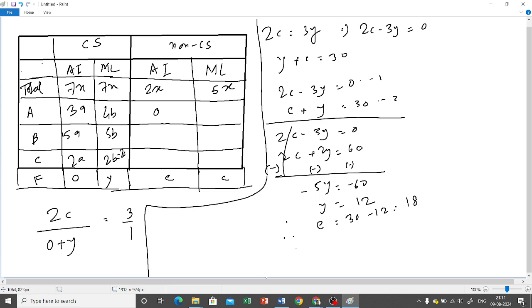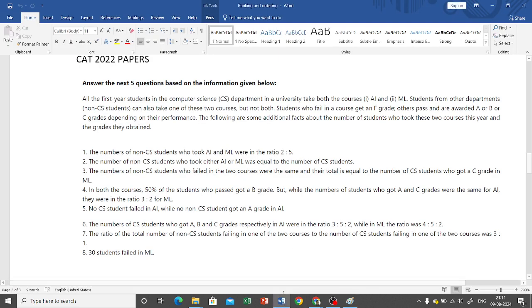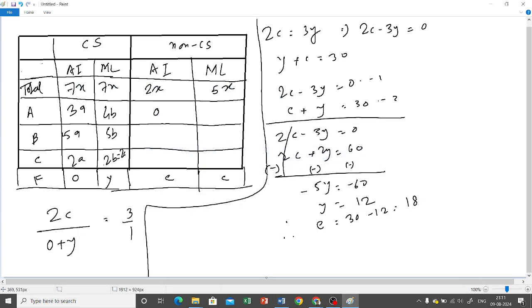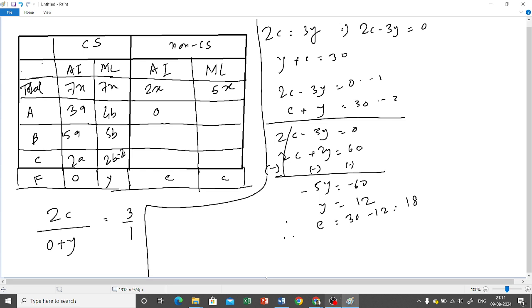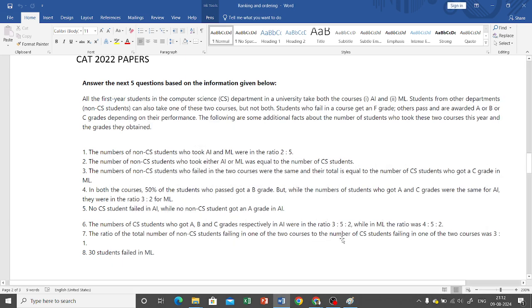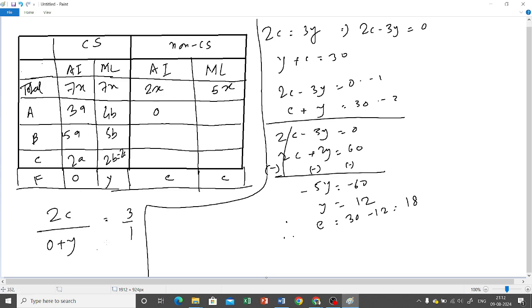So till here, did you understand what I did? Our target is to find out each of these values. Once we are able to fill up this table with values, our problem is done. So see which information I try to use. I use information number 7, the ratio of the total number of non-CS students failing in one of the two courses, 2C, divided by the number of CS students failing in one of the two courses, that means 0 plus y, which equals 3 by 1. On solving this, I get this equation.